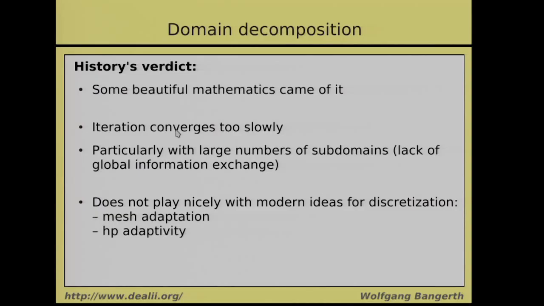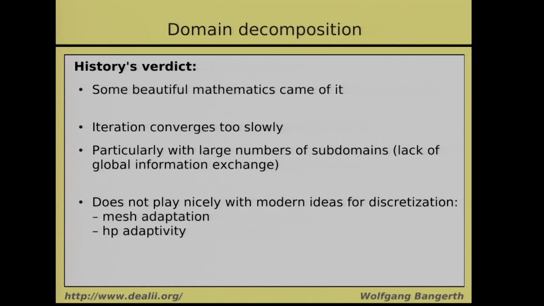So the downsides that we have are certainly that the iteration converges not nearly quick enough, and in particular, the thing that makes it awkward is that the number of iterations that I need to do to get close to the solution grows with the number of subdomains that I have.